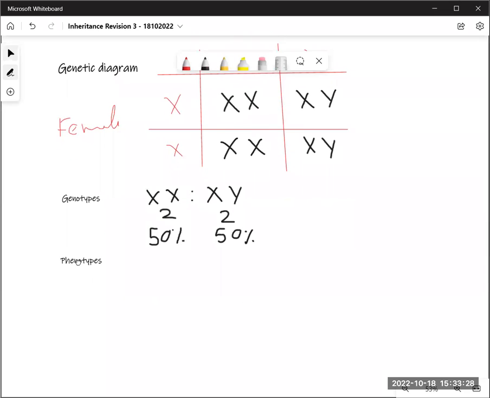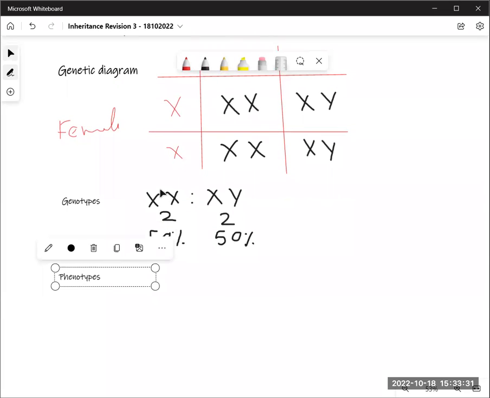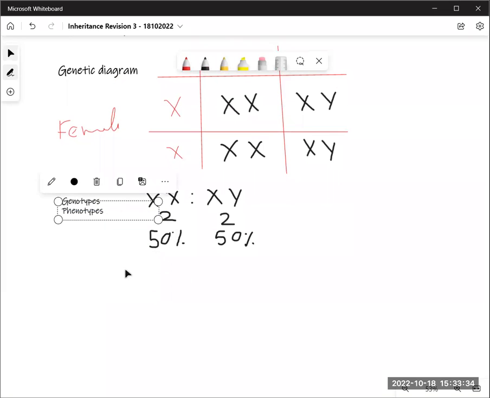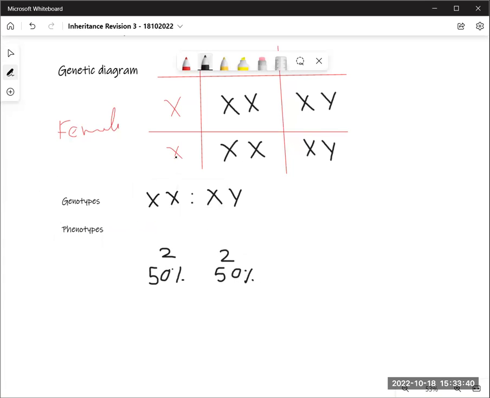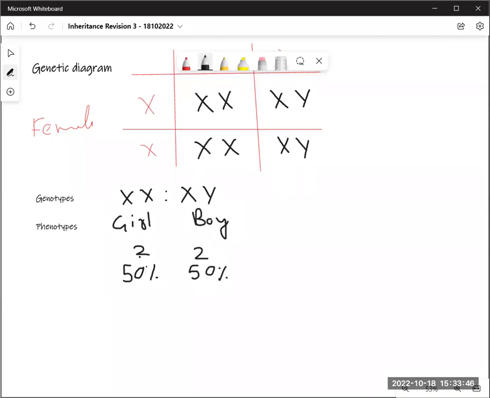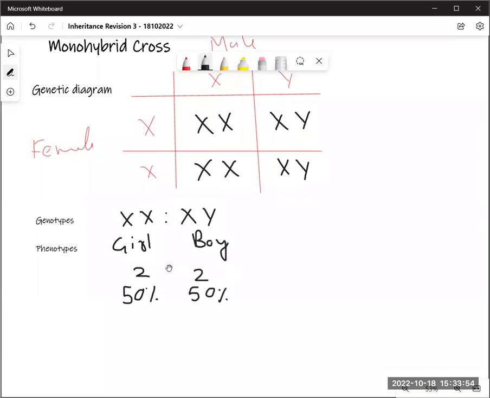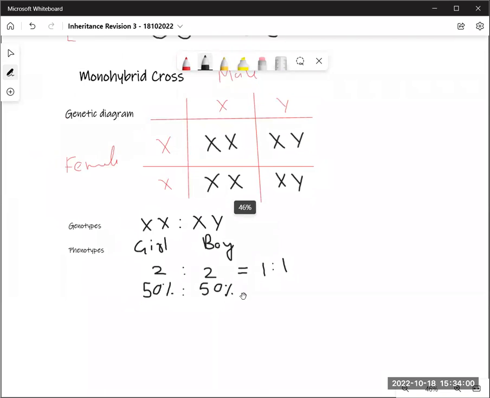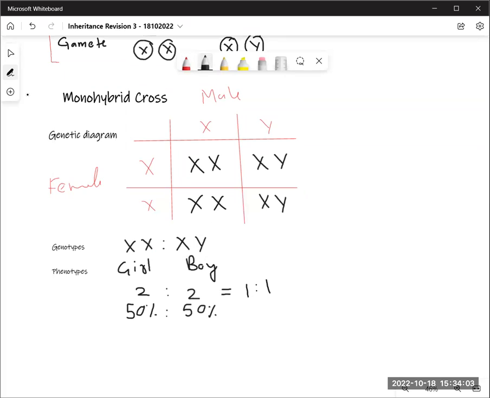Right? Same thing for the phenotypes. Let's write it down over here. The phenotypes are girl and boy. So there are two girls and 2 boys. Therefore, we get a 50% chance. Now this 2:2, you can also write this as 1:1. And that is why this whole process is called a 1:1 monohybrid cross. Now I want you to write the whole thing in your notebook. Tell me when you're done.